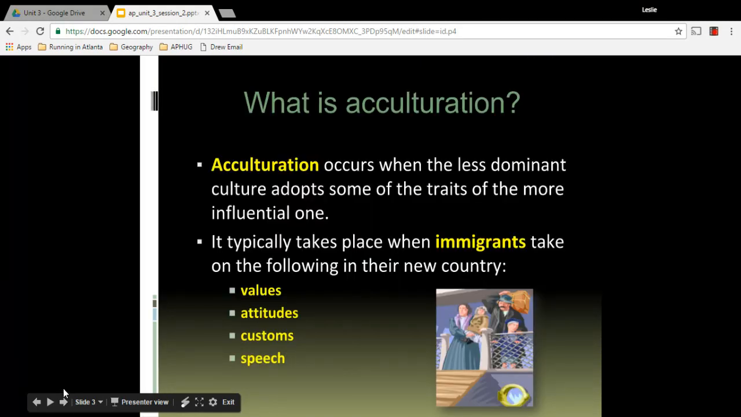All right, so acculturation occurs when the less dominant culture adopts some of the traits of the more influential one. It typically takes place when immigrants take on the following in their new community. They adopt values, attitudes, customs, and speech. And to go back to my original example, we saw acculturation when the Europeans arrive in Latin America and the indigenous peoples begin to adopt Spanish as their language.